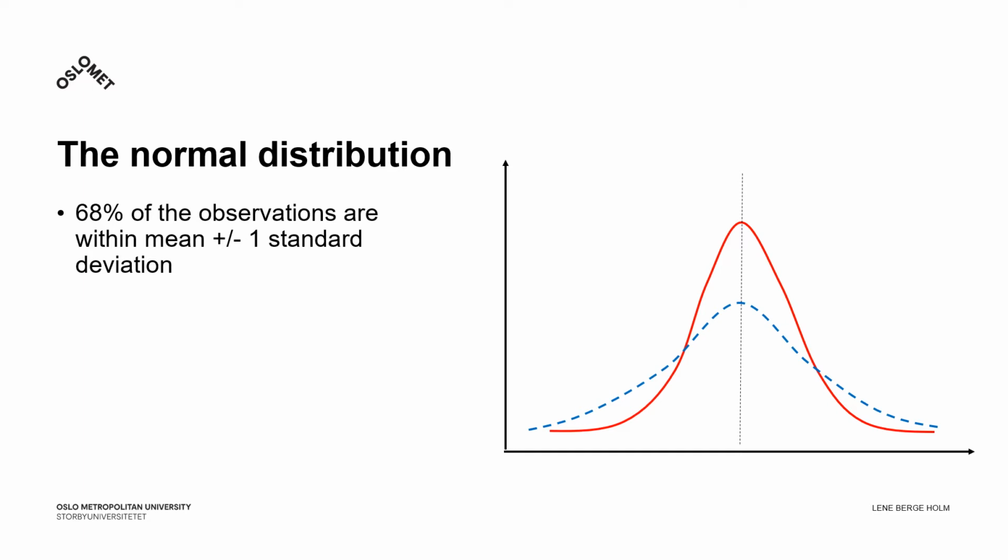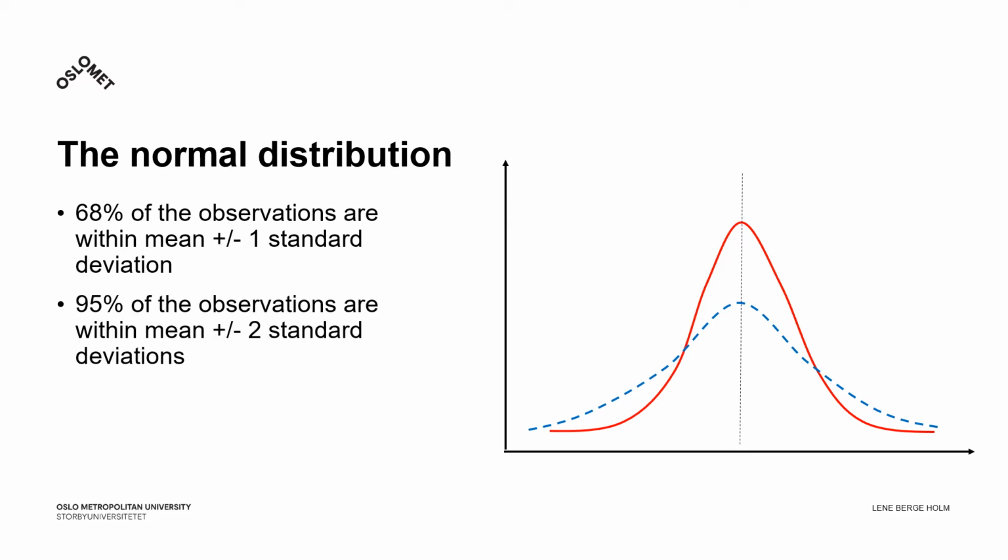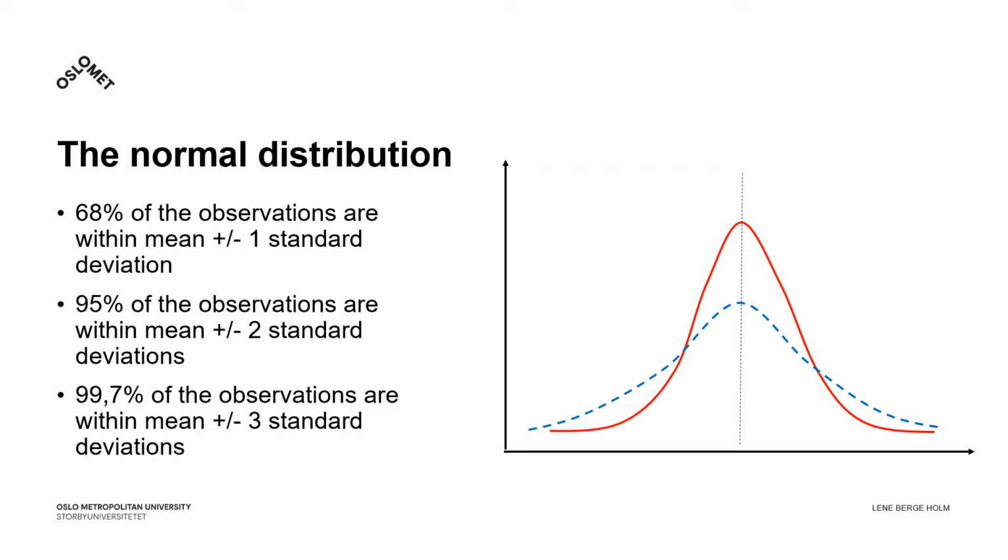In a normal distribution, 68% of the observations will lie within the mean plus or minus 1 standard deviation. And 95% of the observations will lie within the mean plus minus 2 standard deviations. And also 99.7% of the observations are within the mean plus or minus 3 standard deviations. I will show this in an example.